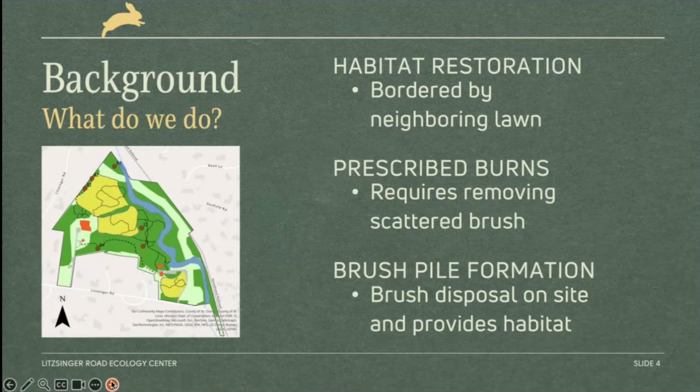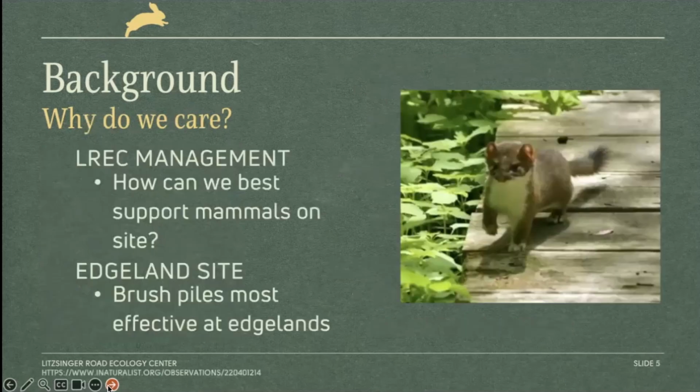And in order to do this on our property, we need to remove the scattered brush that's around the property, because a lot of these coarse woody debris, 3 inches or longer, they will take a long time to burn and smolder. And with $1 million houses right next to us, we can't really do that. So in order for us to have a burn, we need to remove that and put it somewhere. And to do that, we form brush piles. And so we do our brush removal on site. And as an added benefit, this can provide habitat to mammals on our site as well. And so that's what I'm studying today.